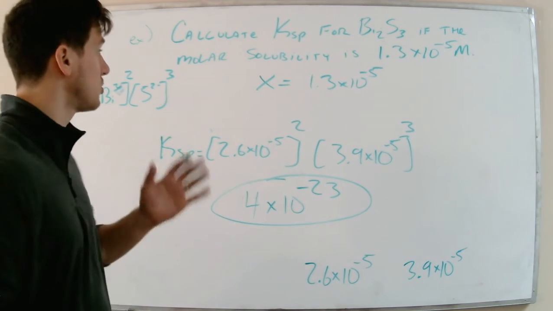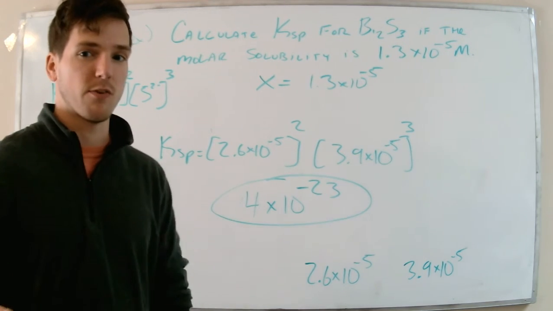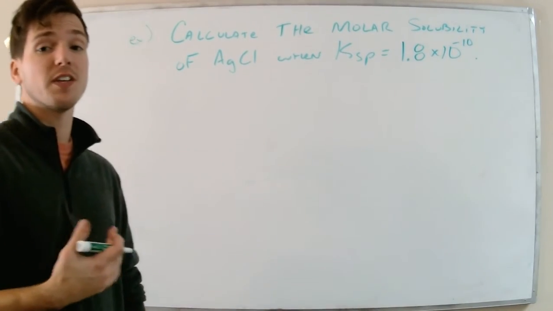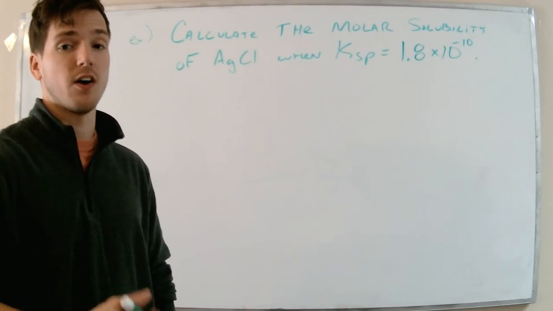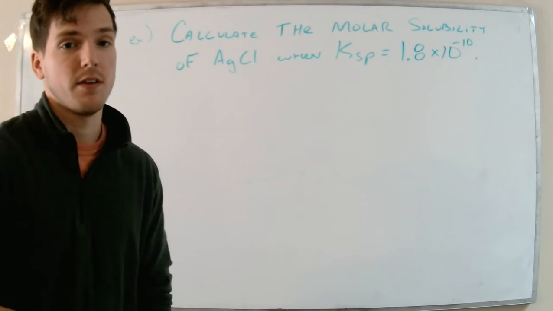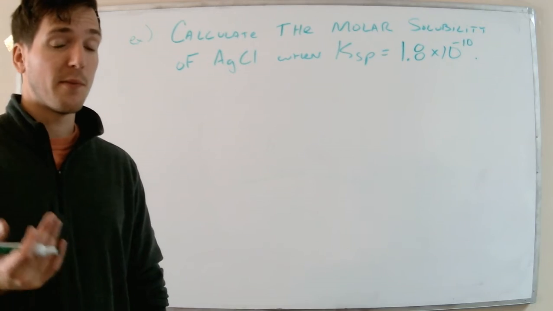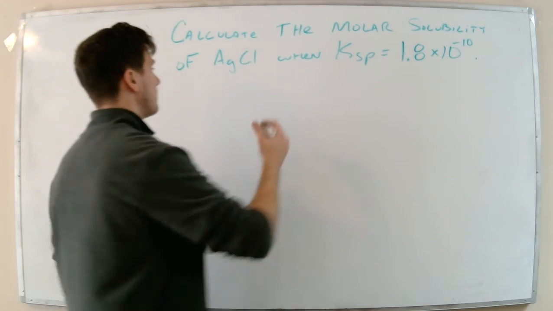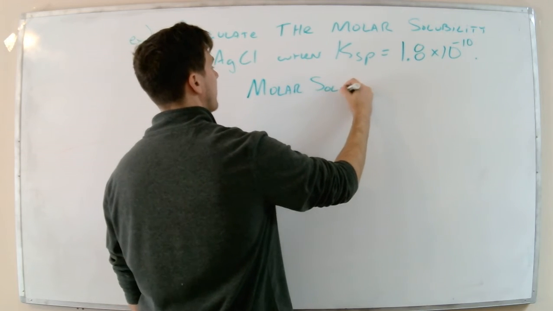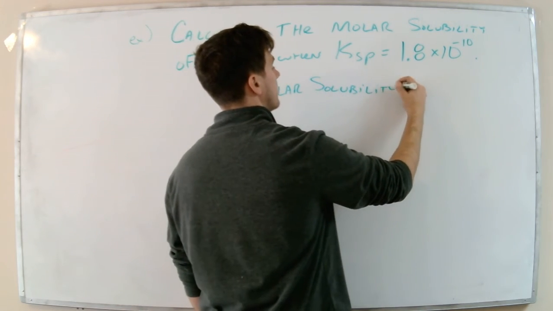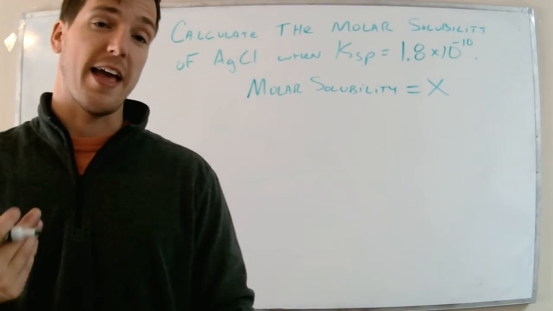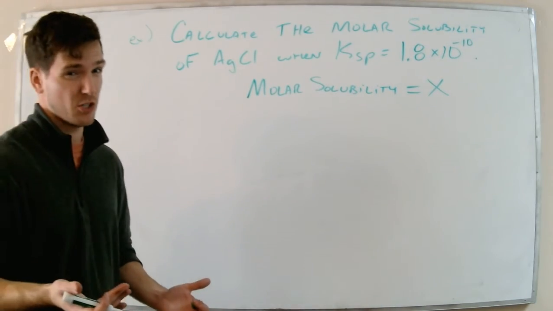All right, let's do another example where they ask us to solve for molar solubility. Here it says calculate the molar solubility of AgCl when Ksp equals 1.8 times 10 to the negative 10th. When they say calculate the molar solubility, what you are going to be solving for, remember that molar solubility, if they're vague, equals x. So we're solving for x, our change pretty much.